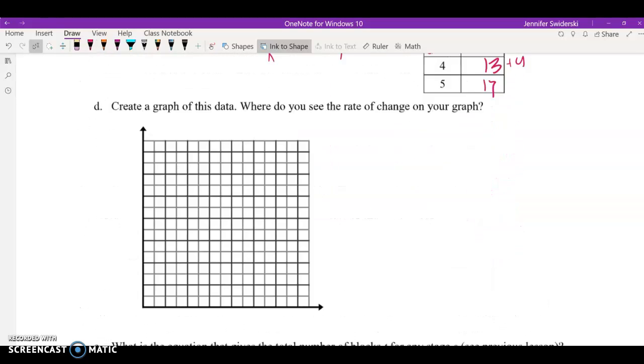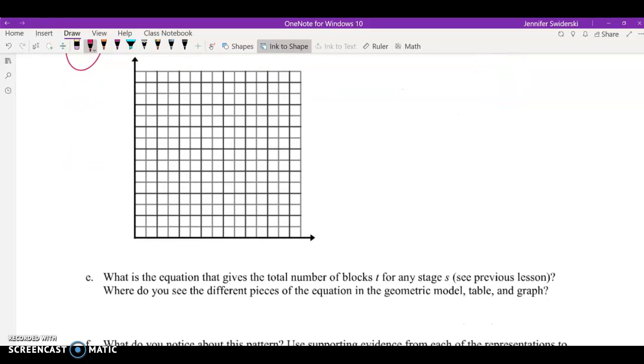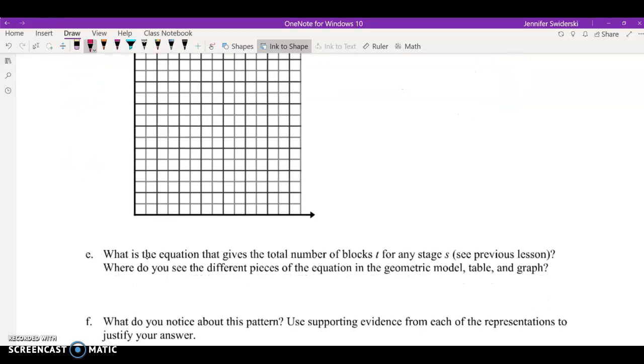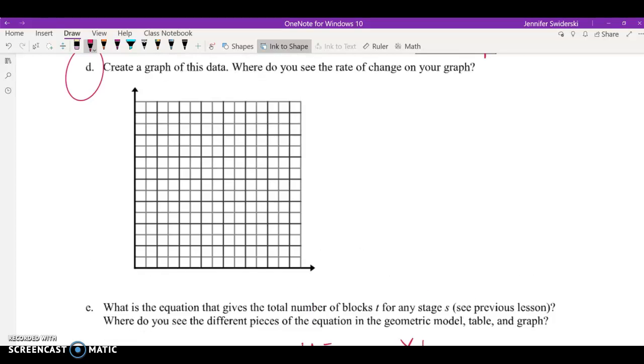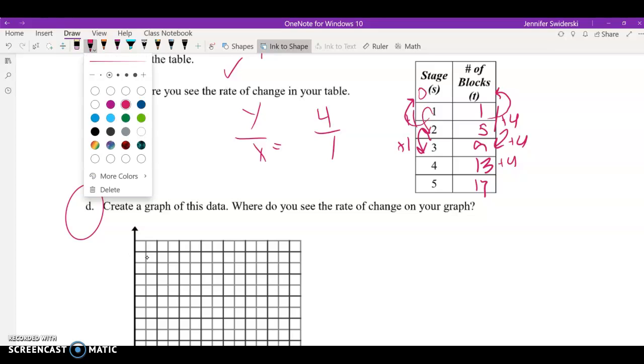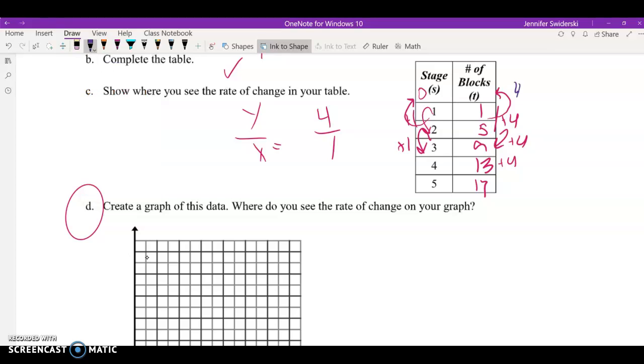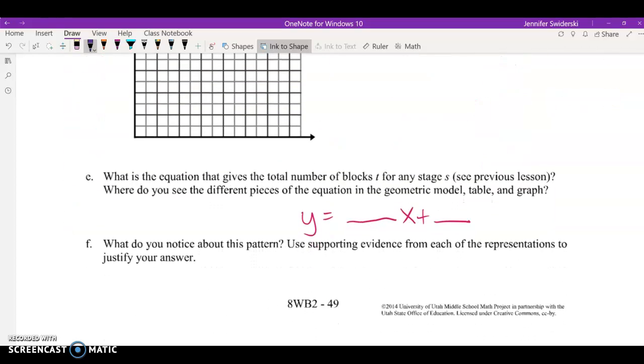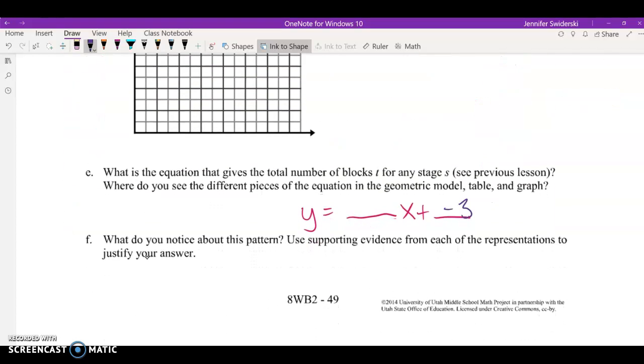All right, I'm going to have you guys graph it for T. I'm going to have the equation y equals the rate of change x plus, let's take a look up here. If I'm adding 4 each time, and I want to go back a stage to figure out stage 0, where I start, well, going back a stage means subtracting 4. So 1 minus 4 is negative 3.